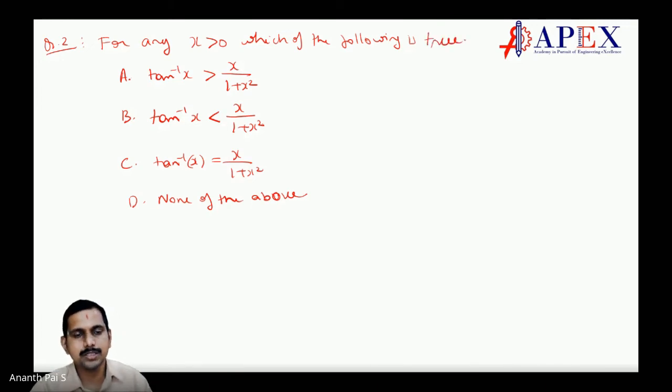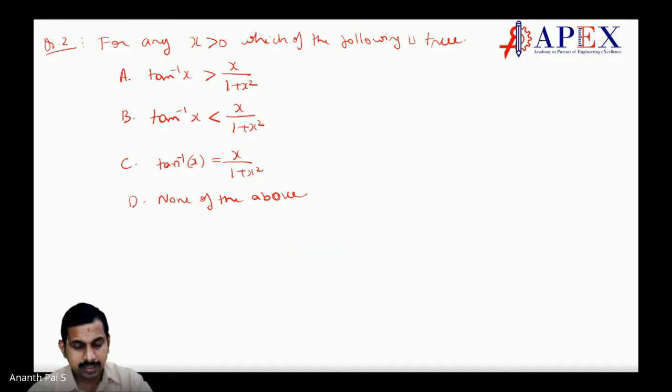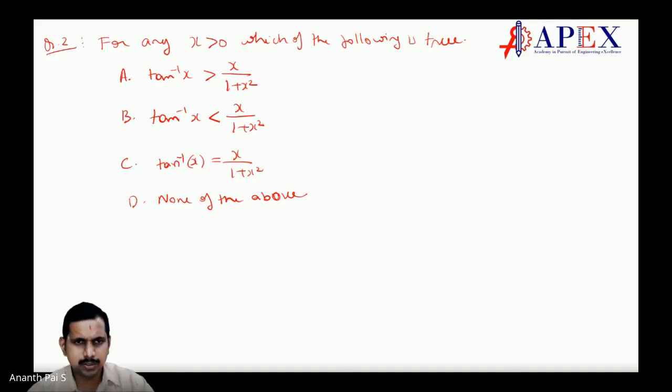Can you find the answer for the students? These kind of simple questions, students, you should expect. Sir, according to formula, tan inverse of x is equal to x divided by 1 plus x square. Is it so? Or is it differentiation of tan inverse of x?